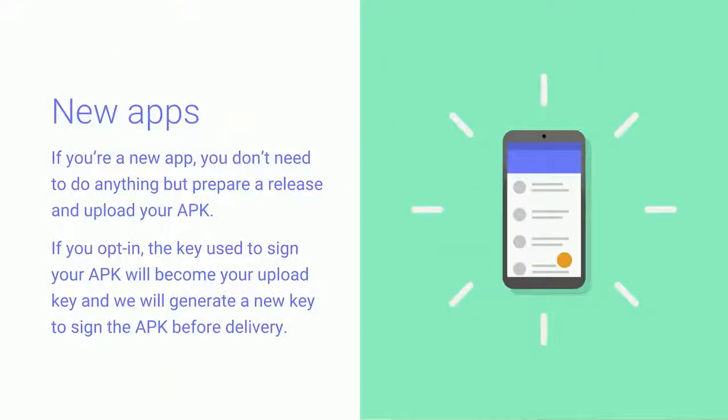For new apps, it's even simpler. We'll create and use a new app signing key to sign your app before it's deployed to users. The key that you use to sign your APK before uploading to Play Console becomes your upload key. And that's it. Now, Anthony's going to talk about the security aspects of this product.